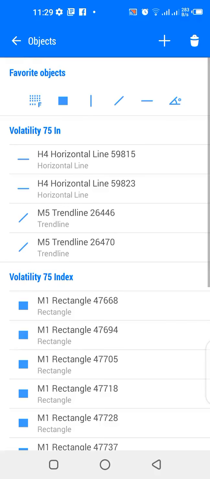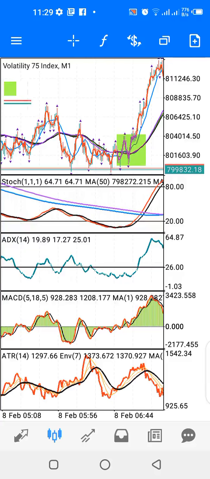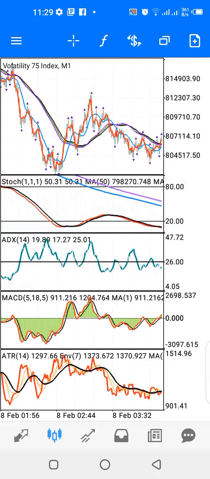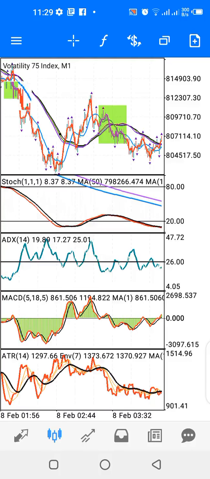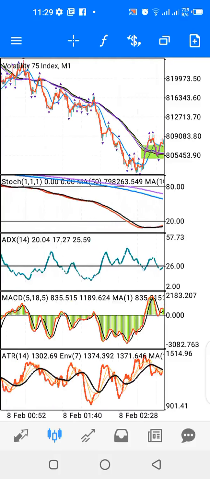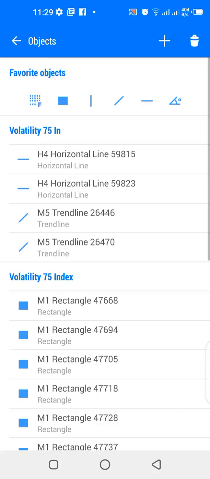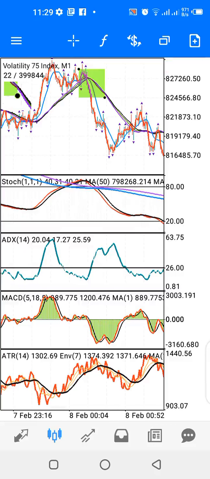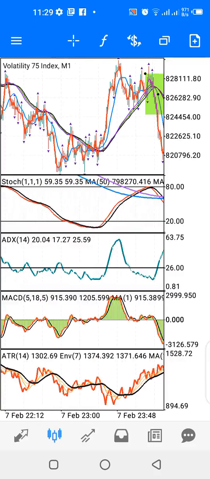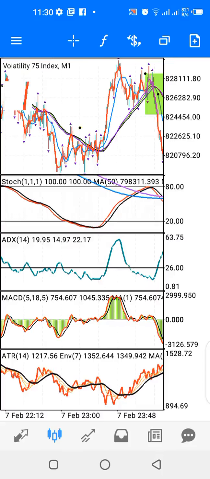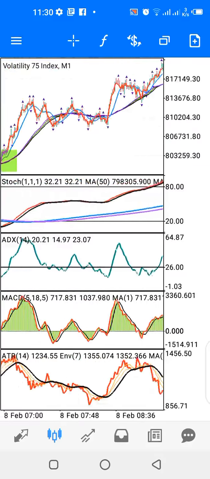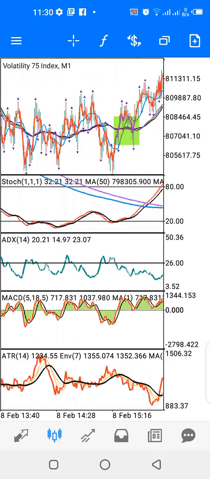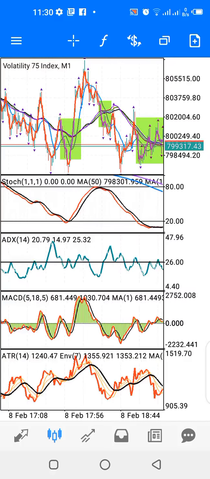You have a cross up here to buy. You have a cross down here to sell. You have a cross up here that you can buy. You have a crossing down here, you can place a sell trade. Your cross up here, you can buy. So that's basically all about the indicator and all about the main window.